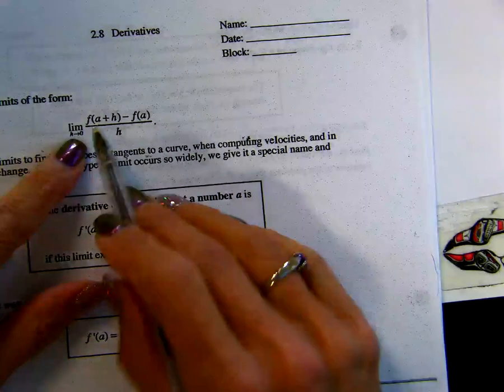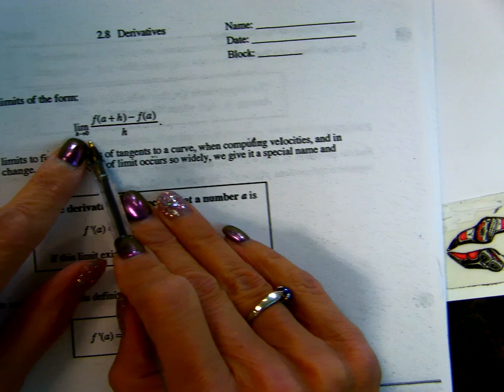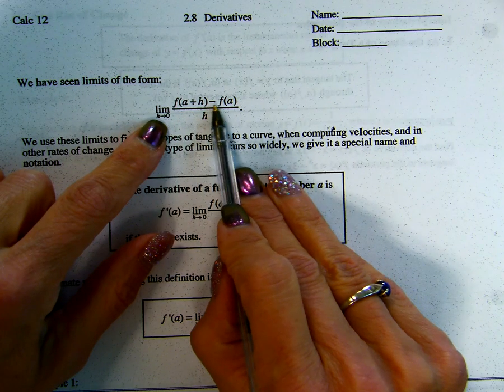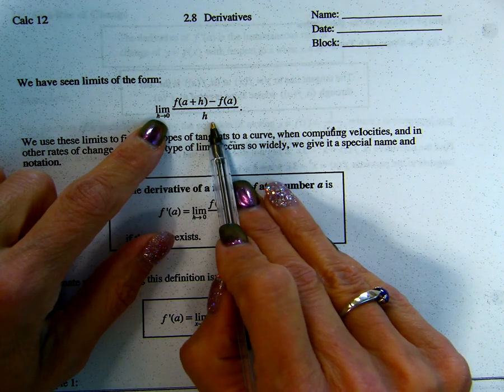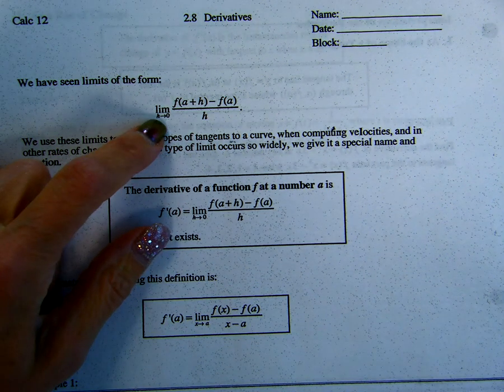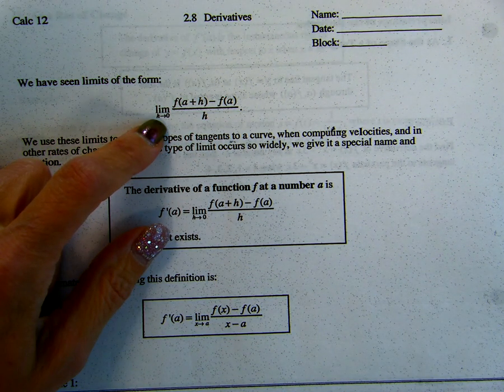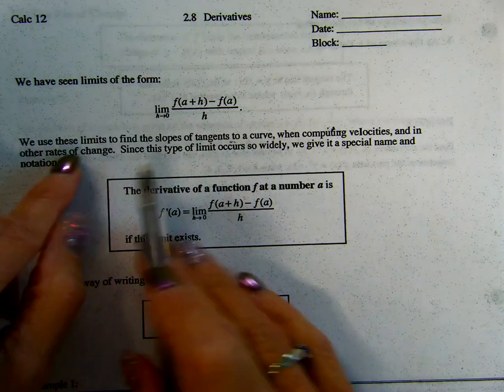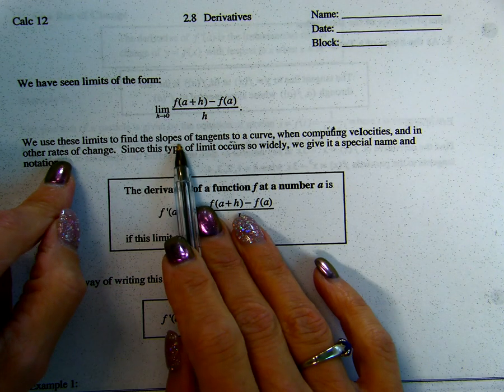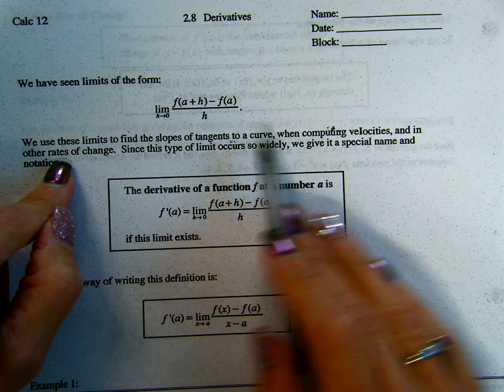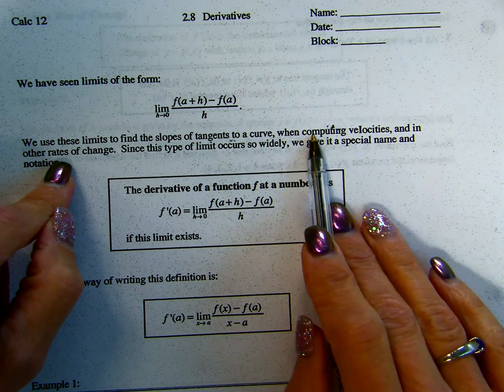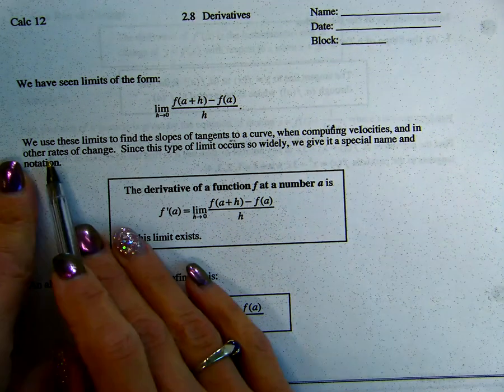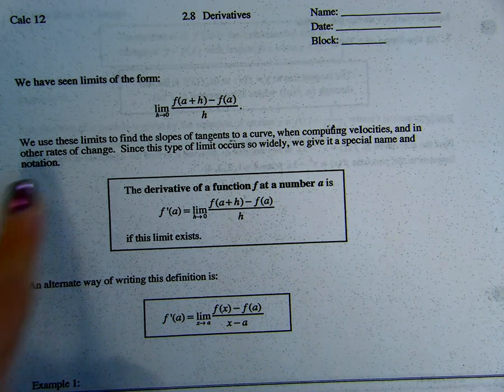So we've seen limits in this form. Limit as h approaches 0, the function at a plus h minus the function at a all over h. And think about that graph that we've drawn over and over again. So we use these limits to find the slopes of a tangent to a curve. You do this when we are trying to calculate velocities and also in other rates of change.